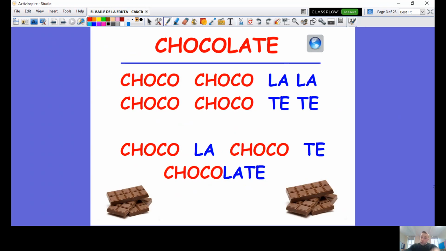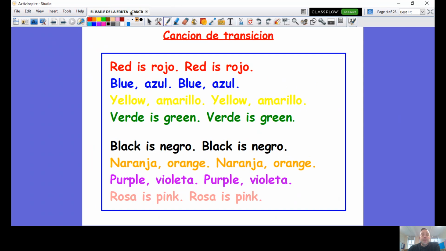My turn, your turn. Choco, choco. La, la. Choco, choco. Te, te. Choco, la, choco, te. Chocolate. Muy bien. Vamos a hacer eso juntos. Let's do that together. Tres, dos, uno. Choco, choco, la, la. Choco, choco, te, te. Chocolate, choco, te. Chocolate. Muy bien.